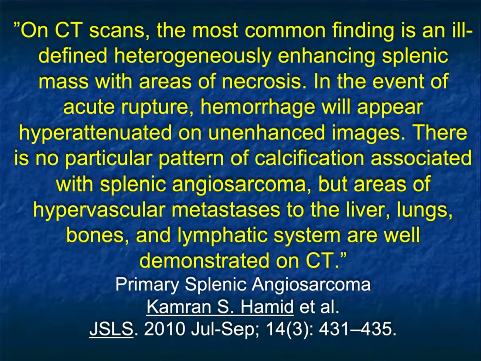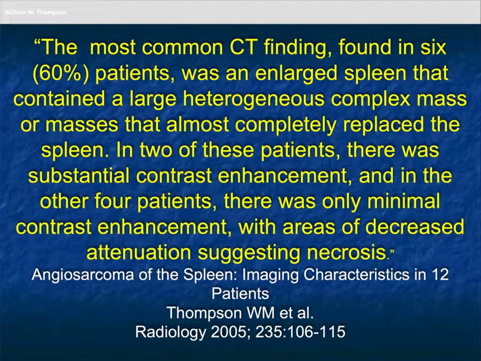In terms of the few cases we've seen, ill-defined, heterogeneously enhancing splenic mass with areas of necrosis. Patients with angiosarcoma can have spontaneous splenic rupture. They also get mets to liver, lung, and bone, and nodes, and these are often vascular. So the case I showed you was just a beautiful example. Okay, so again, multiple vascular lesions are what we're looking at.